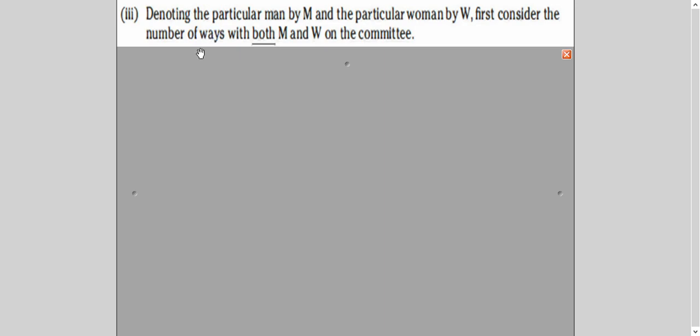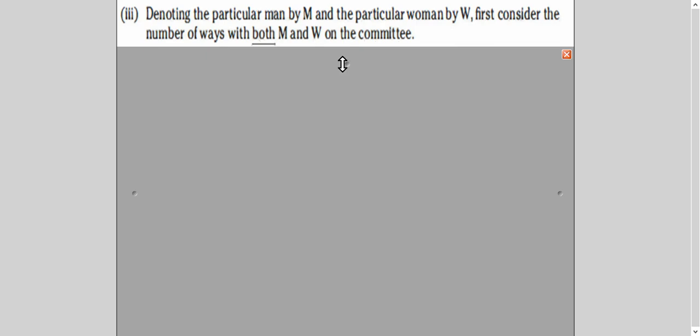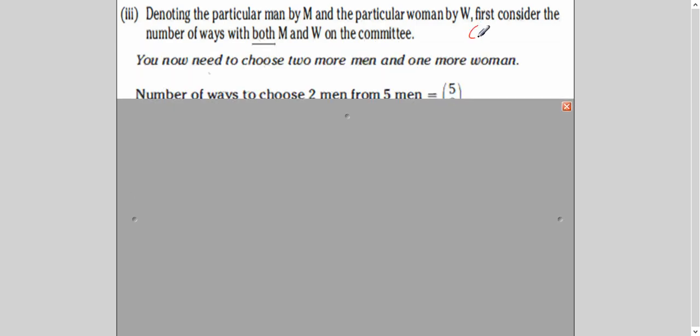Last part of this question. There must be 3 men and 2 women, and one particular woman refuses to be on the committee with one particular man. So the problem is they don't want to be together. One of them will be there or maybe both of them are not there. So the condition is the same. I need 3 men and 2 women out of 6 and 4. So let's write it here. 6 men, I have to select 3, and from 4 women I have to select 2.